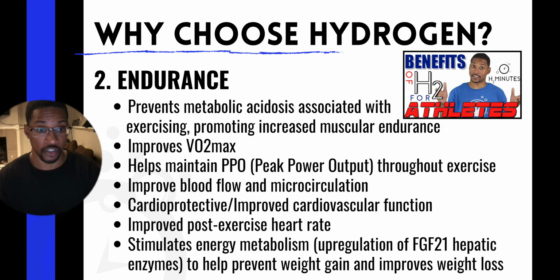So number 2 is endurance. It can prevent metabolic acidosis associated with exercising, promoting increased muscular endurance. It can improve VO2 max. It can help maintain peak power output throughout exercise. It can improve blood flow or microcirculation. It has cardioprotective effects and improves cardiovascular function. It can improve post-exercise heart rate, and it can actually stimulate energy metabolism by upregulating a liver hormone called FGF21, and that hormone is beneficial for preventing weight gain and improving weight loss.